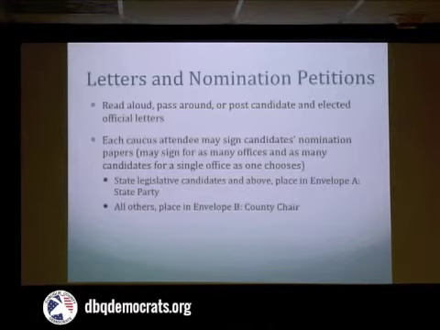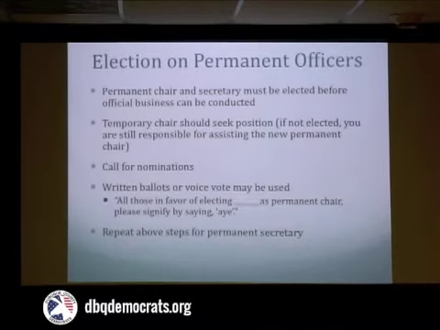At this point, you'll be electing permanent officers. Before official business can really start happening, a permanent chair and secretary will need to be elected. Most of the time, this is a formality. In fact, I'd say 90-something% of the time, you as the temporary chair will get elected as the permanent chair. You should seek the position. Anyone can nominate you, or you could nominate yourself and say, I'm calling nominations for Davis to be permanent chair of this caucus. Written ballots can be used, but I would recommend a voice vote on that. Just ask for the ayes and nays, and then repeat the above steps for a permanent secretary as well.